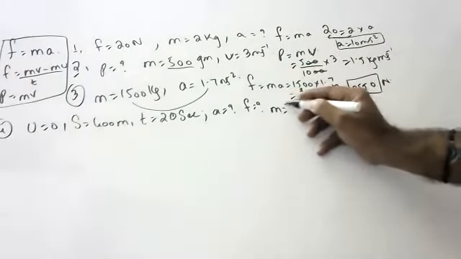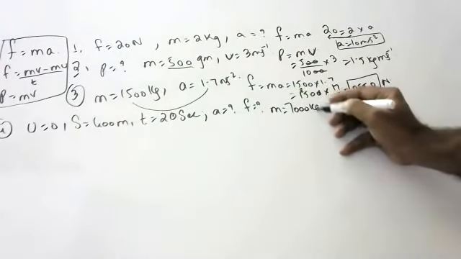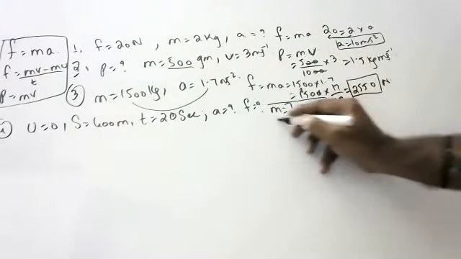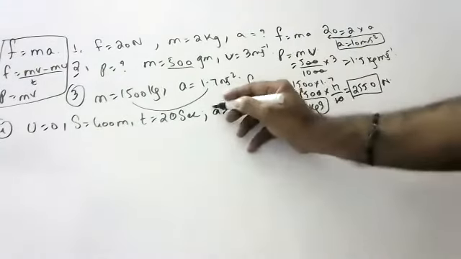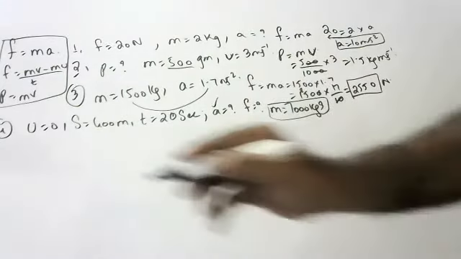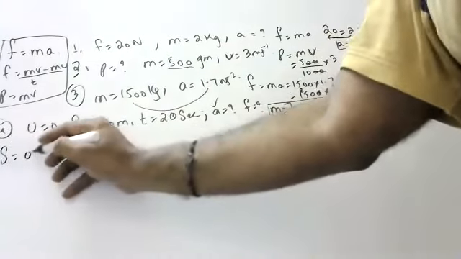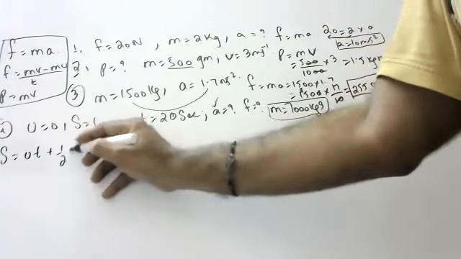Tons means how many kgs, children? 7,000 kg. 7 tons means 7,000 kg. Anyone wants to see the answer? First, we have to find the acceleration. Which formula do we use, children? S is equal to ut plus half at square. Fantastic.